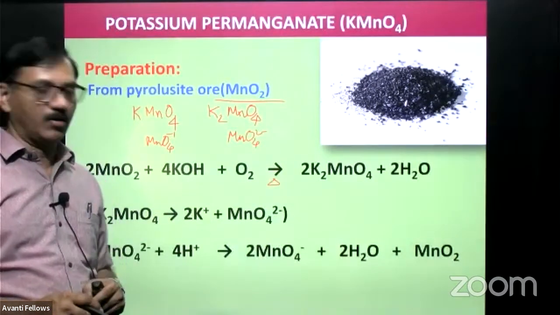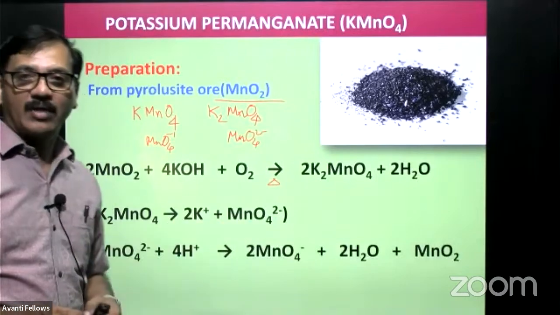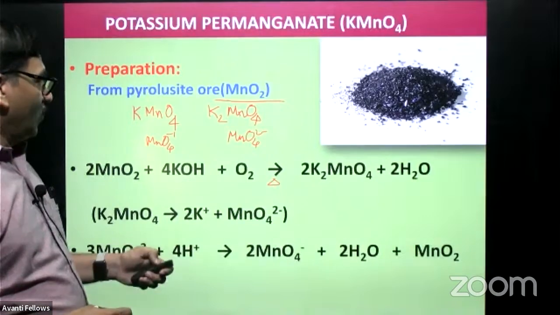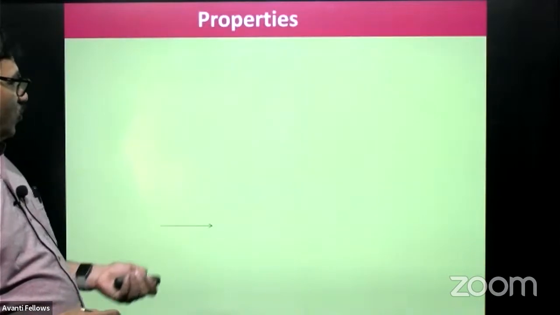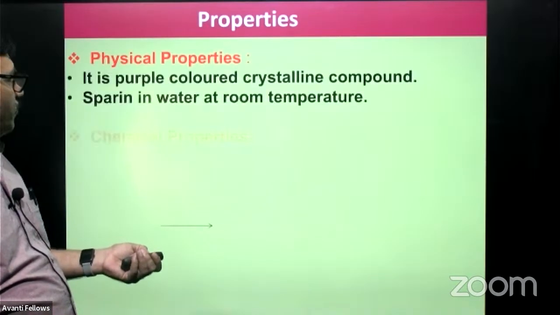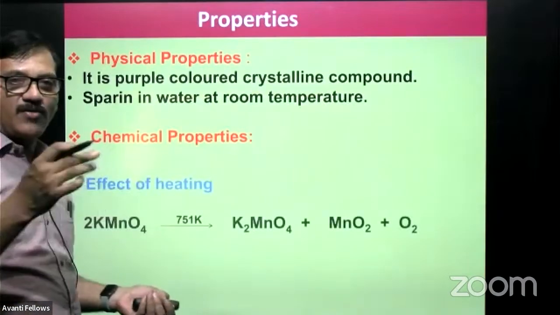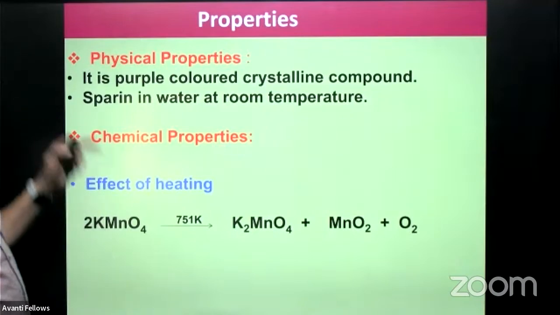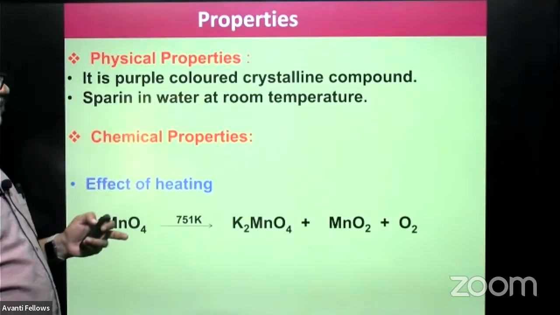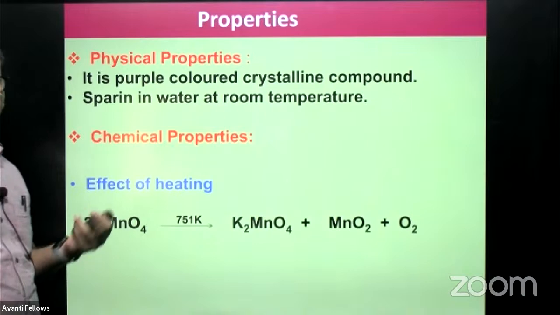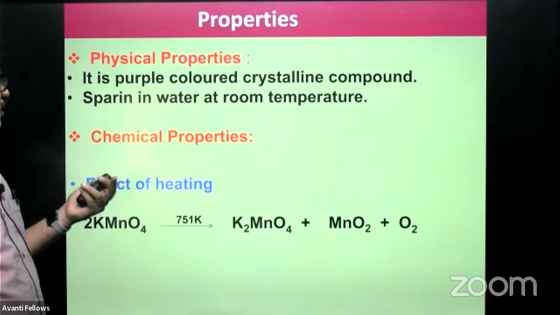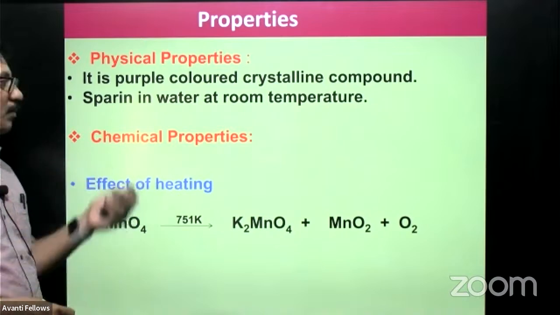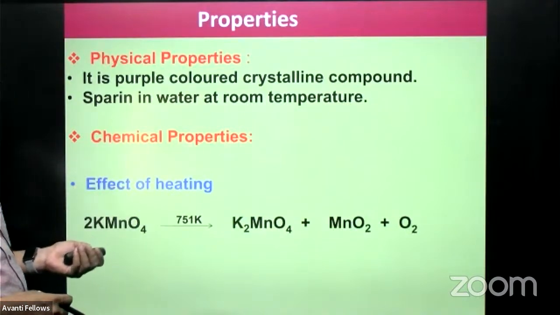If you use Cl2, then potassium permanganate and KCl are formed. It also has the property of conversion at different pH, which I will show you. It is a crystalline compound and sparingly soluble in water at room temperature, but at higher temperature it is readily soluble.